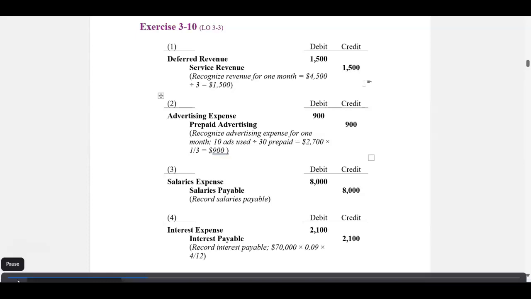Professor, I have a question. Mhm. In regards to the deferred revenue, we wouldn't start at 4,500 for the debit and then proceed with the credit of 1,500, right? You would start with whatever's being debited first. Is that what it is? Because I know you were receiving. Let me show you a T account. So let me get a paper.